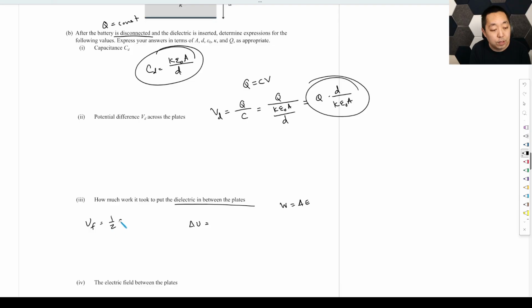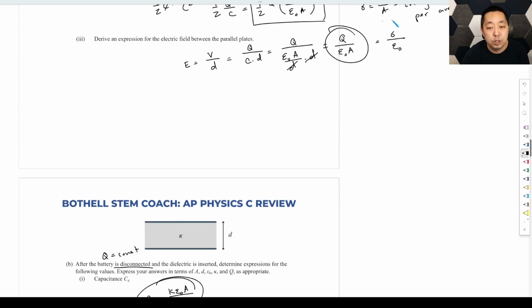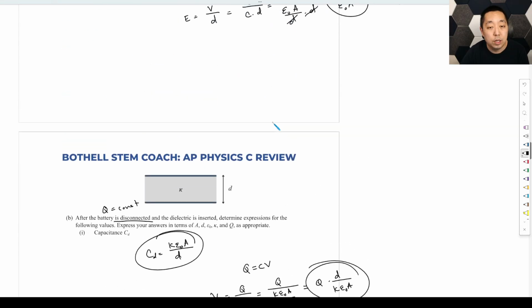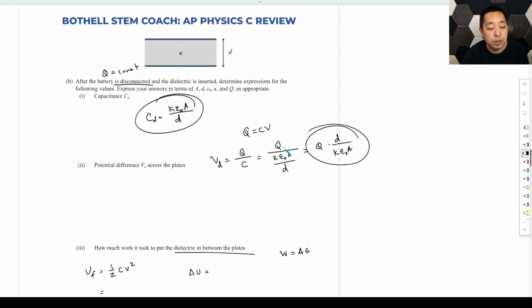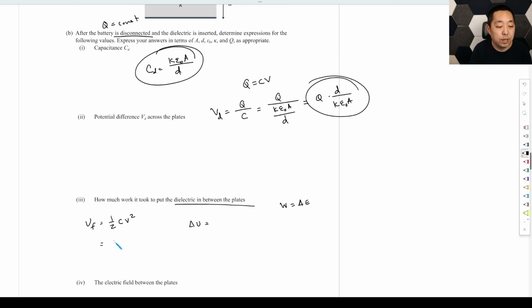It's 1/2 CV squared, right? You can use this C and this V squared if you want. Or you can do it in terms of charge. I think we did it in terms of charge before. Actually, it's fine, so do 1/2 times the C, which is kappa epsilon naught A over D. And then the potential here is this thing, QD over kappa epsilon naught A.